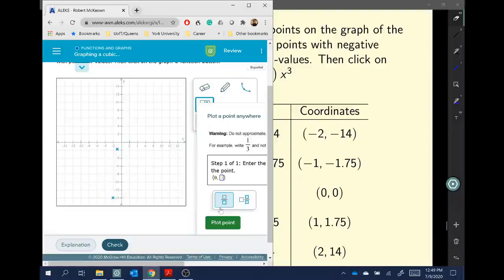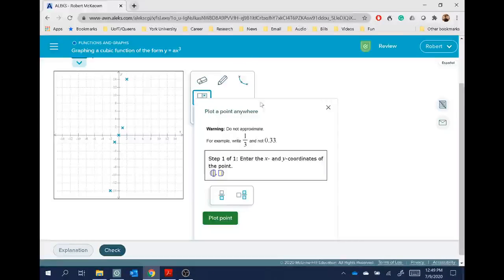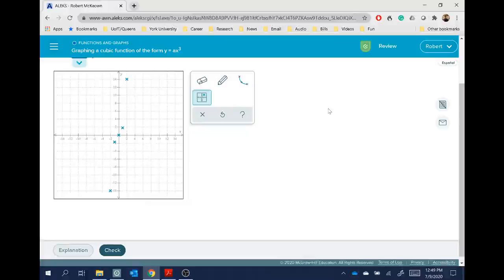Got 0 and 0, that's an easy one. Plot the point. 1 and 1.75. Plot the point. And 2 and 14. And I'm going to plot the point. So it looks like I did it properly. Hopefully I didn't make an input error. I'm going to close this box here.